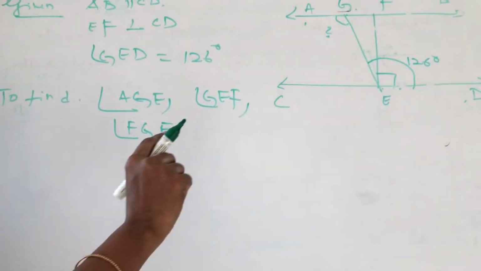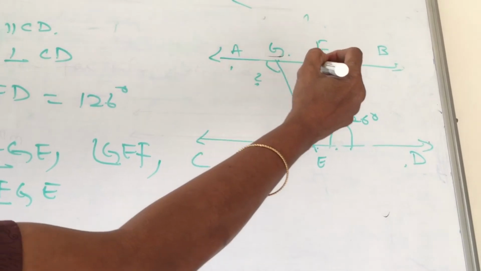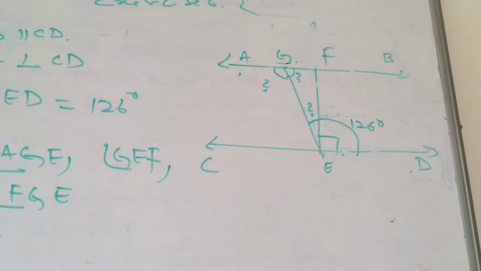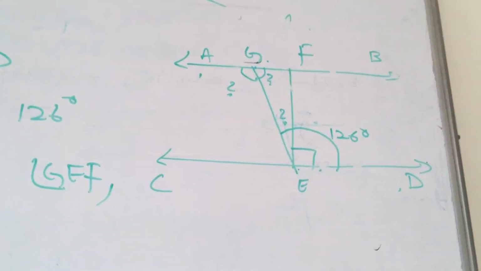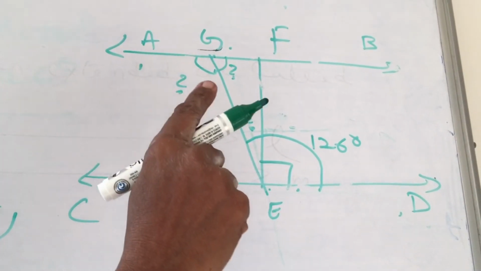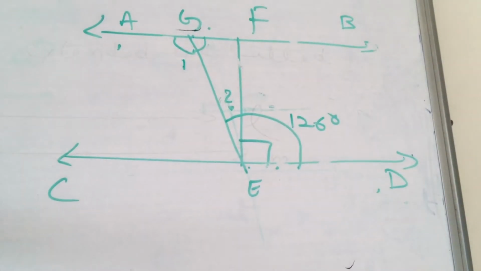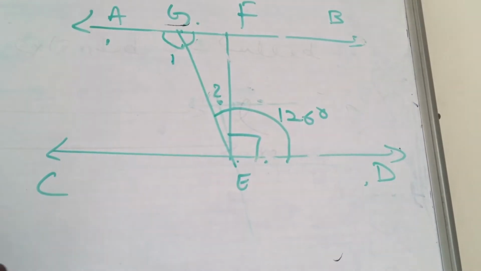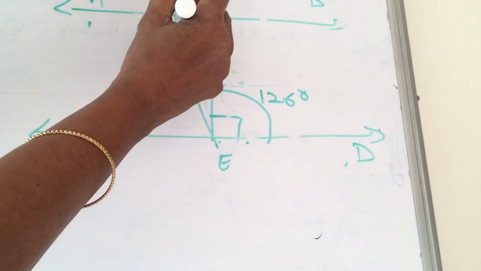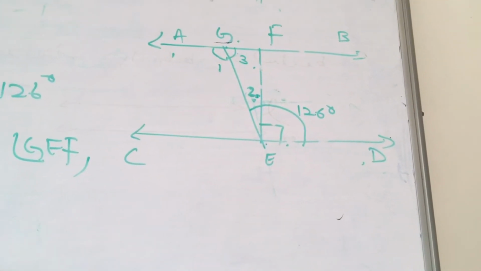What angles you have to find? Angle GEF and angle FGE. Question marks are put for you to find the angles, children. Angle AGE, or you take in terms of numbers: angle AGE, angle 1. Angle GEF, angle 2. Angle FGE, angle 3. Hope you have followed, children. Now go to the solution.